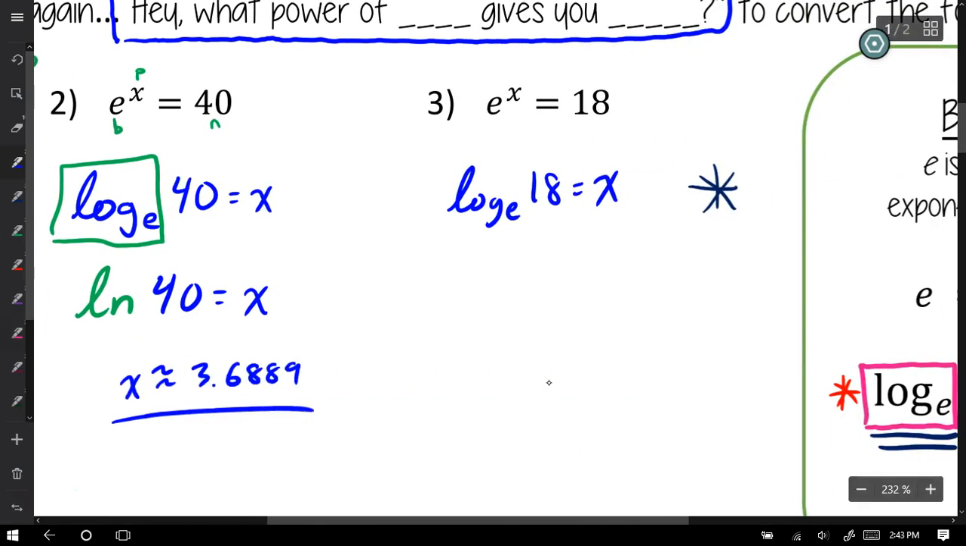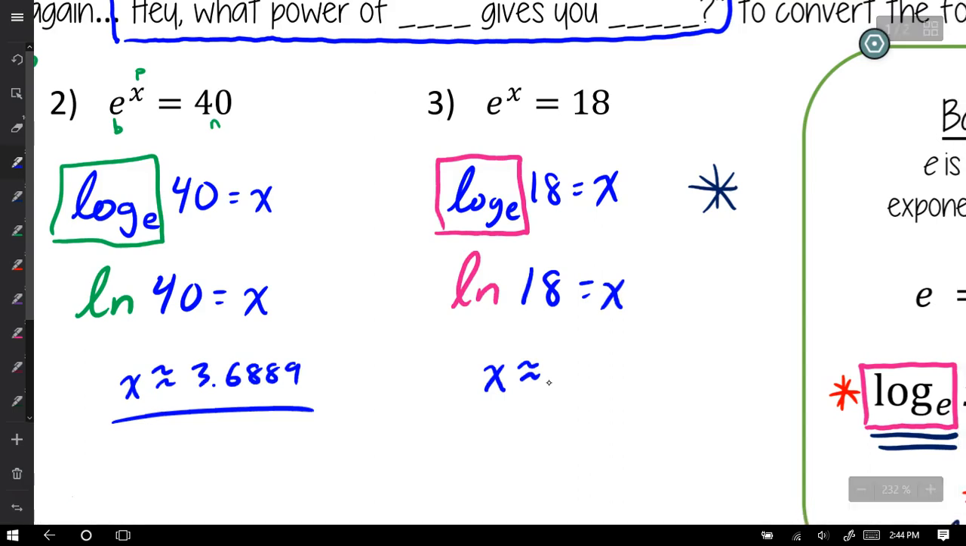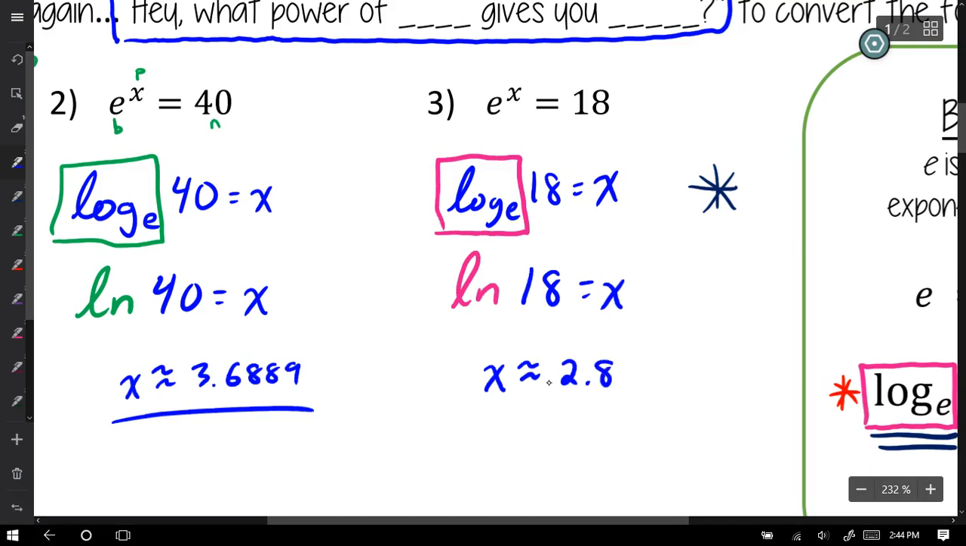Let's see. We'll do pink. Mathematicians are lazy. ln of 18 equals x. Looks like it is going to work the exact same way. And I'm not going to pull up the calculator for it. I'm just going to tell you guys that the natural log of 18 is around 2.890, and I'll round up to 4. There we go.